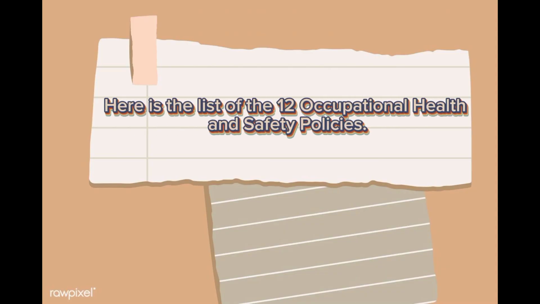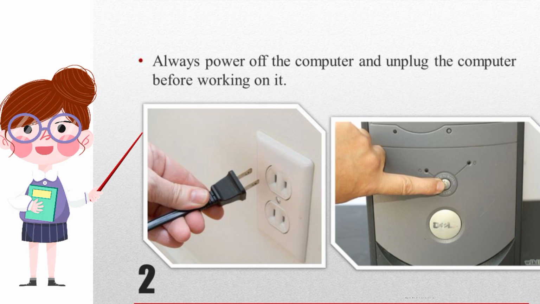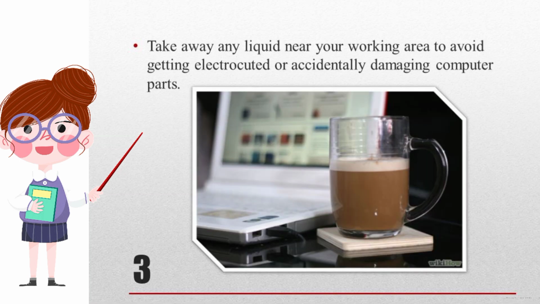Here is the list of the 12 occupational health safety policies. Do not work alone, so that there's someone who can take care of you in case of emergency. Always power off the computer and unplug the computer before working on it. Take away any liquid near your working area to avoid getting electrocuted or accidentally damaging computer parts.